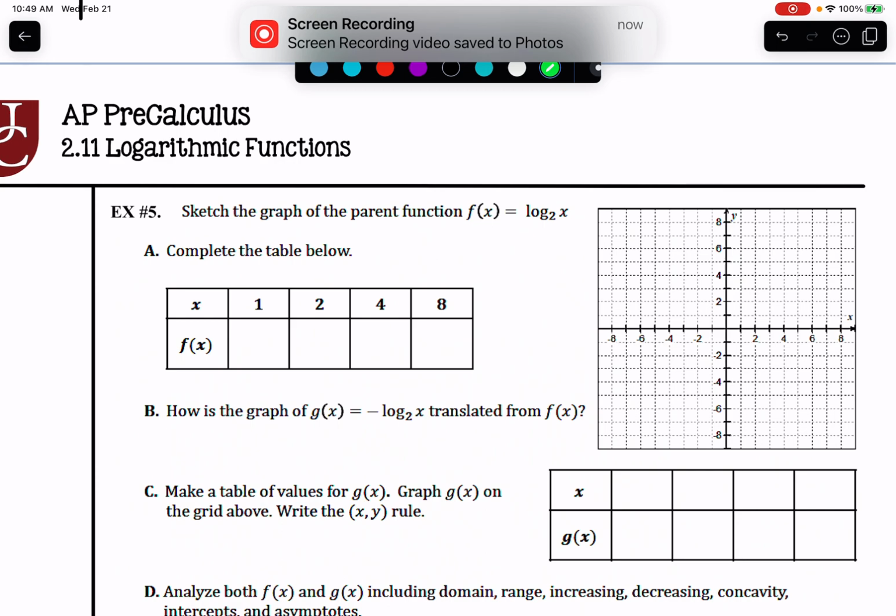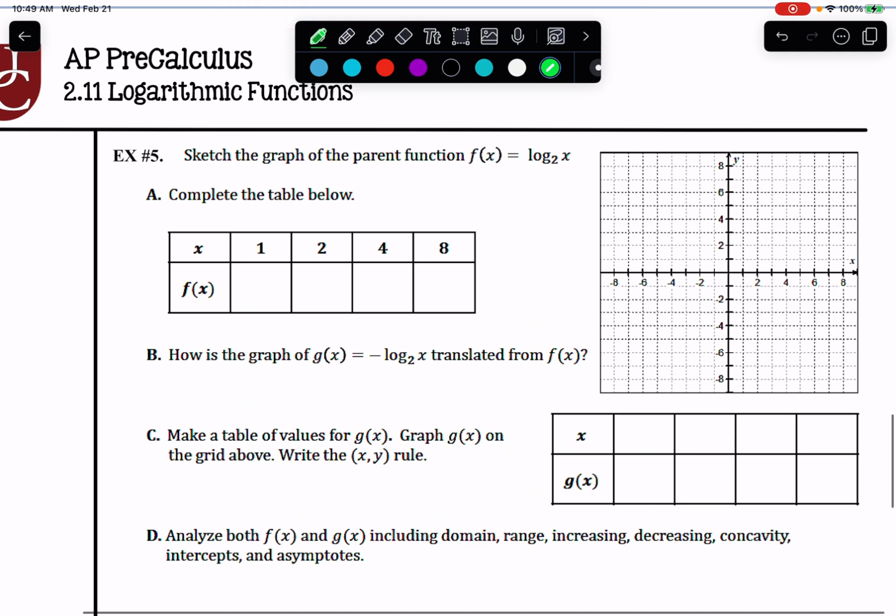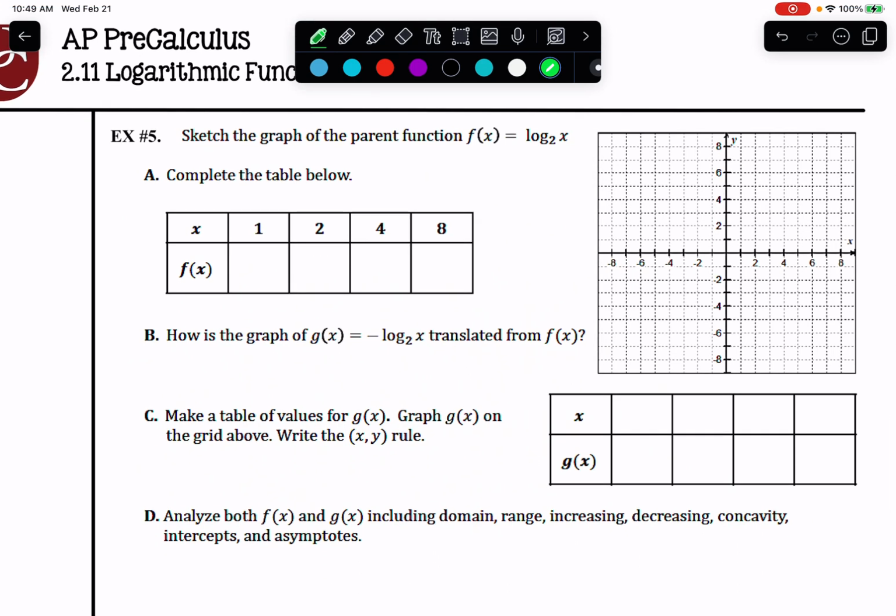And we are going on the third video, and we're looking at example 5. So example 5 sort of puts everything together. It wants us to sketch the graph of the parent function log base 2 of x.